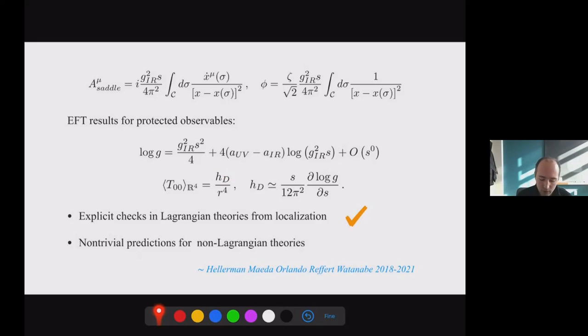Additionally, another supersymmetric observable is the expectation value of the stress tensor in the presence of the line. It's fully fixed by a unique coefficient H_D. And we found that up to some order in S, in fact, we conjecture up to exponentially small corrections in S, it's related in a very nice way to this log G here. So there is an interesting relation which you can prove through effective field theory.